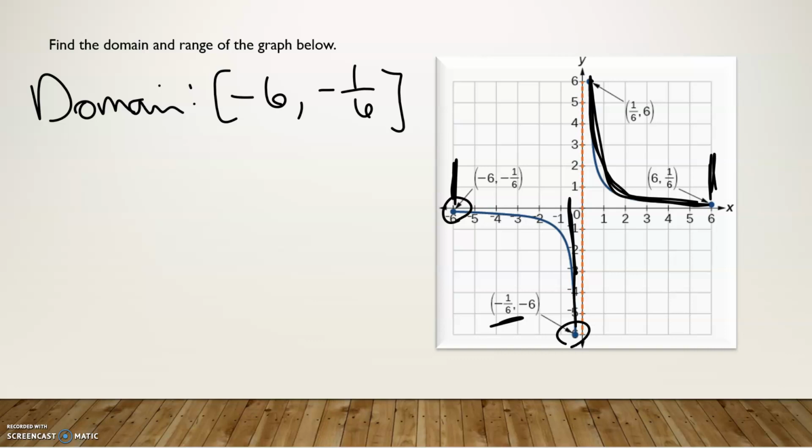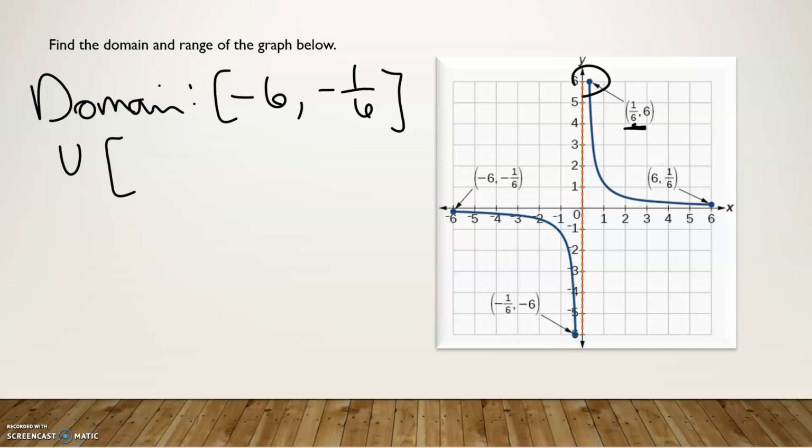And then we're going to union or combine it with our other graph over here. We'll see where the x values are there. It looks like right here, and that says that's 1/6, and it ends at 6. I have closed circles on both of these. So let me move all my markings so we can see that. Closed circles on each one of these. So I'll have 1/6, comma, 6, and brackets on both of those because of the closed circles.